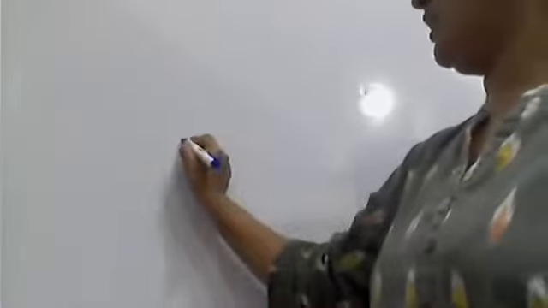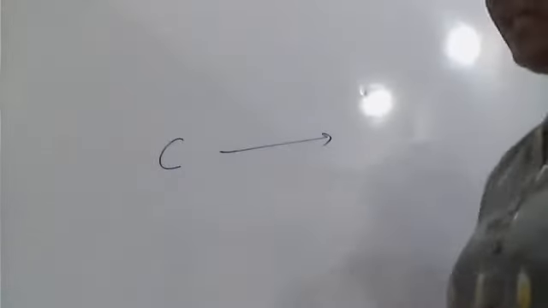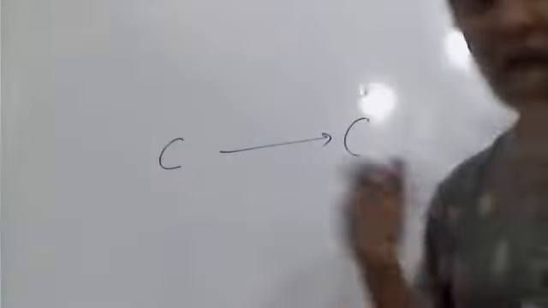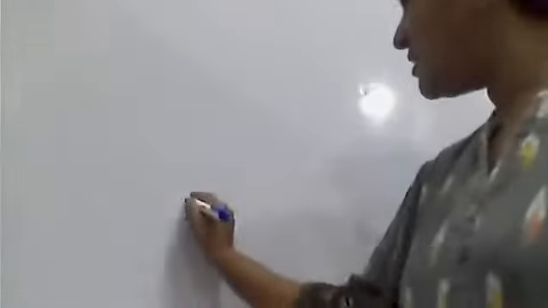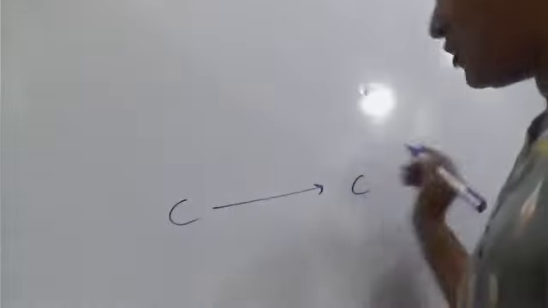Now I'll take one more example. It is just half of the reaction I'm balancing. Next, see here. This time I'm taking C. The C is changing to one more form of C.